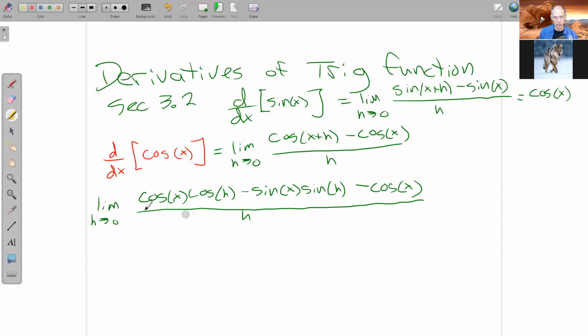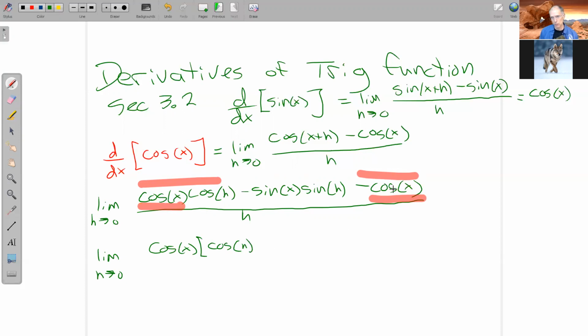All right, so then I've got to do some algebraic trickery here. What I noticed at first glance is there is a cosine of x here and a cosine of x here, so I can factor that out of these two terms. So I'm going to put those two together. Limit as h goes to 0. If I factor the cosine of x from here, that's going to leave the cosine of h behind. And if I factor the cosine of x from here, that's going to leave a -1 behind. And then I have this negative sine of x times the sine of h hanging out. And all of this is divided by h.